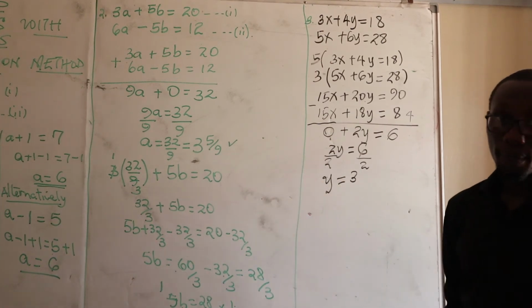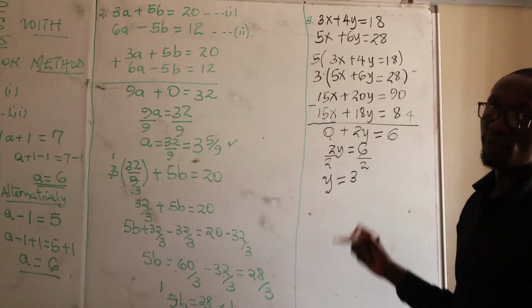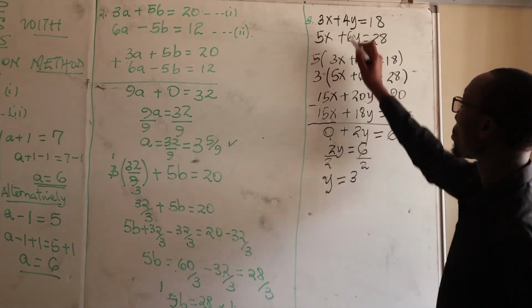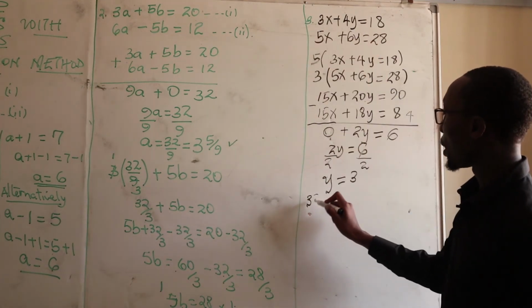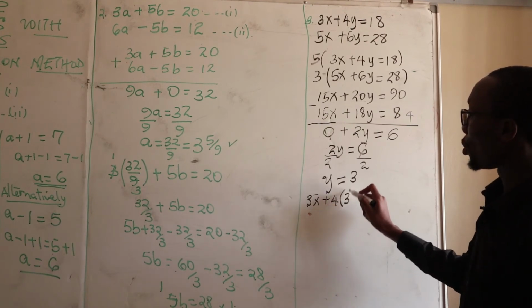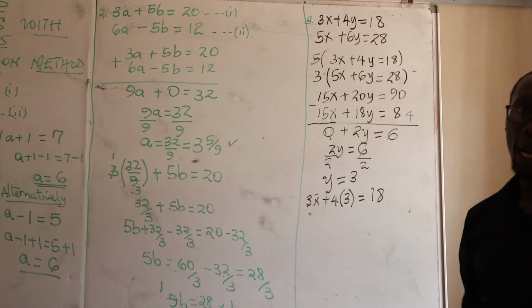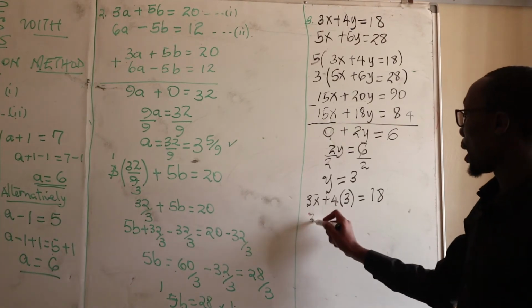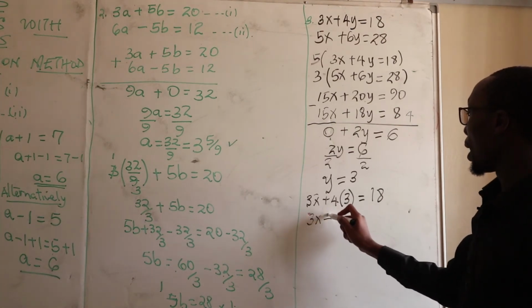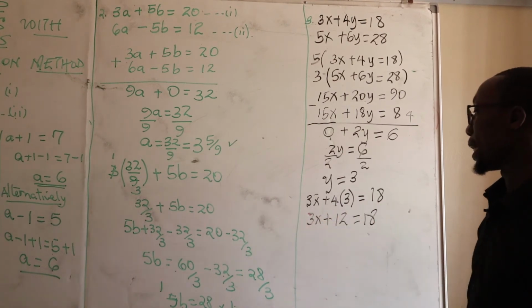Then as usual, as we have done before, we go back to one of the equations. So I can decide to go to the first one still. So that I'll have 3x plus 4y, but this time I substitute y with 3 since I know the value of y. So that in that case I shall have 3x and then plus 12 shall be equals to 18.